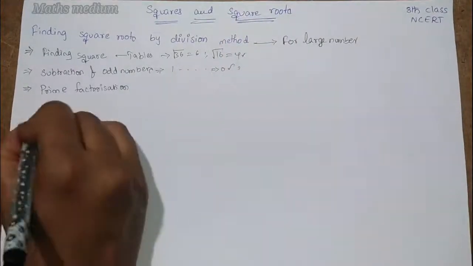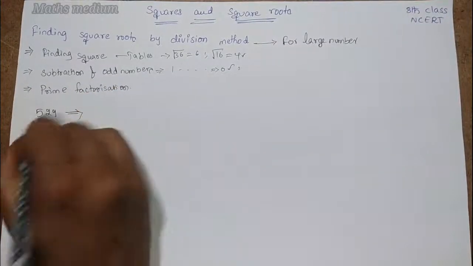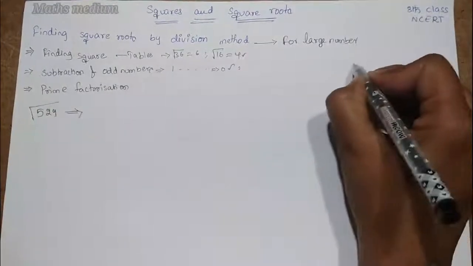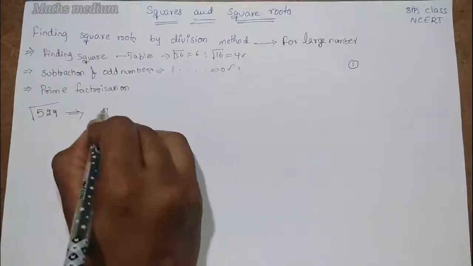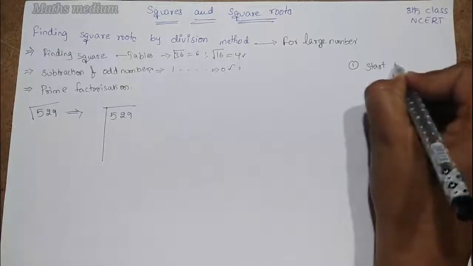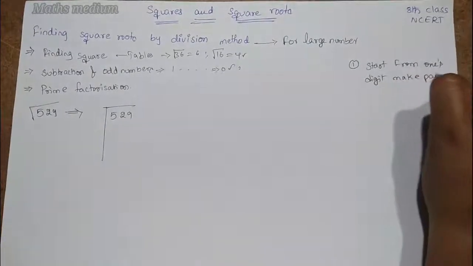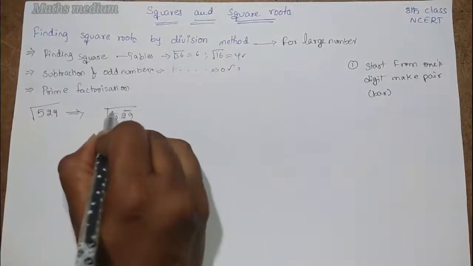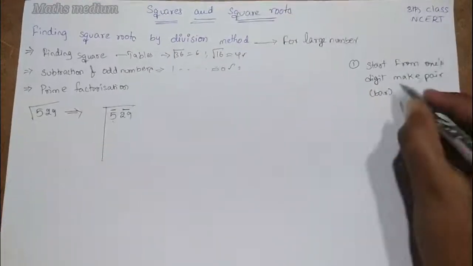Take one number, 529, whose square root we have to find. Now how are we going to find it? There are small steps. First, take the number for the division method, like 529. The first step is to start from the ones digit and make pairs, or a bar. See here, start from ones, make a bar, and this one is single, right? So let's start from here.